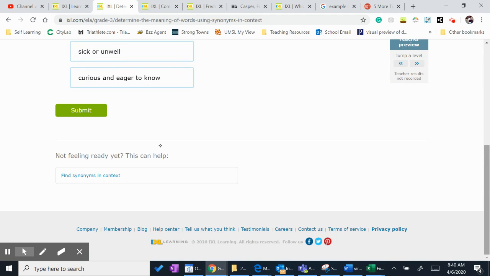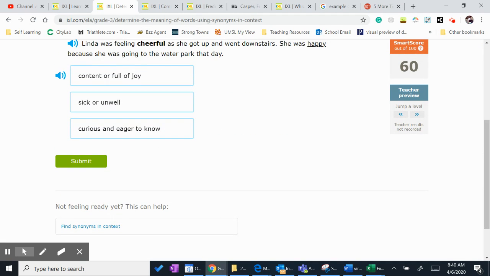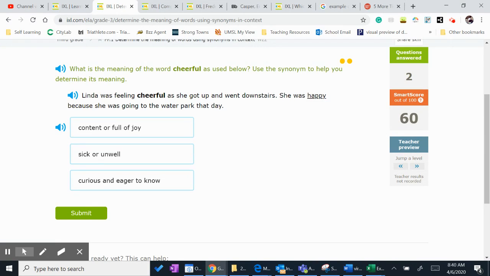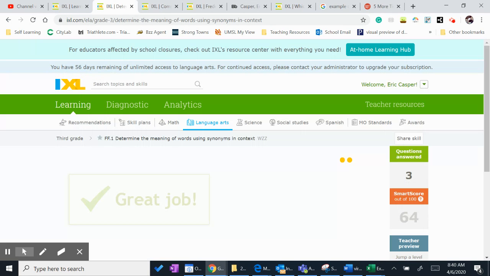Linda was feeling cheerful as she got up and went downstairs. She was happy because she was going to the water park that day. So she was feeling cheerful. She was feeling happy. Those are synonyms of each other. So what would cheerful mean based on those two words? Content or full of joy, sick or unwell, curious and eager to know. By using context clues, by using synonyms to figure out what other words mean, we can figure out what cheerful means: content or full of joy.